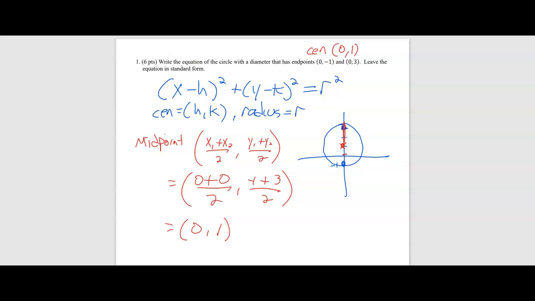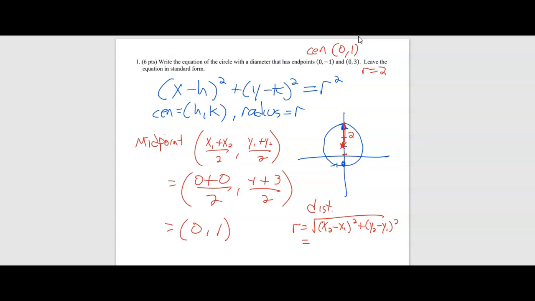And because this point is so nice, we can see that from (0, 1) to (0, 3) is 2. We have r equals 2. But again, this is a really nice situation. In general, we want a tool, so that would be the distance formula. Normally it's d, but I can call it r, which is the square root of the quantity x2 minus x1 squared, plus the quantity y2 minus y1 squared.